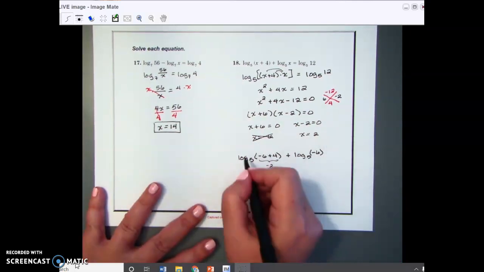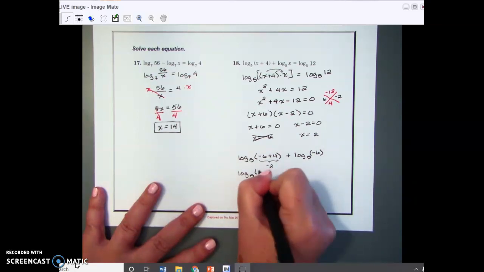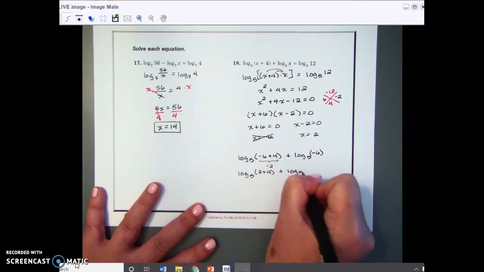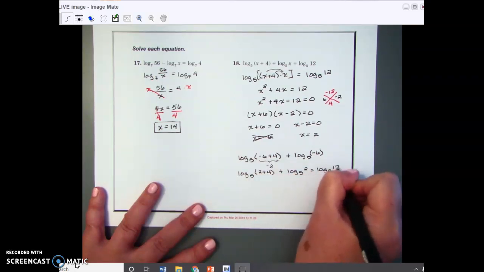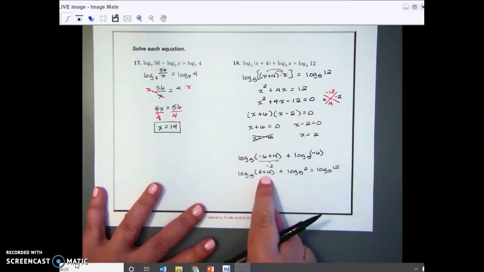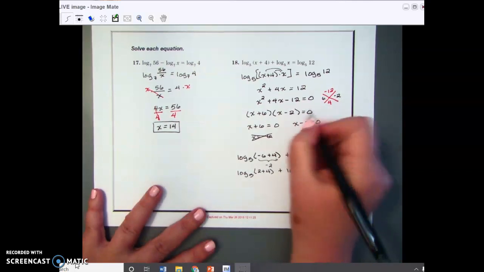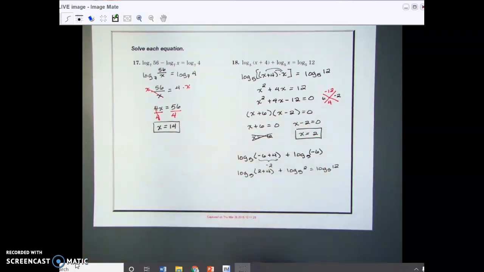But if I plug in 2, I'm saying the log base 5 of 2 plus 4 plus the log base 5 of 2 is equal to the log base 5 of 12. And all of that is okay. I can take the log base 5 of 6, I can take the log base 5 of 2, and so everything is good, and so this would be the only solution.